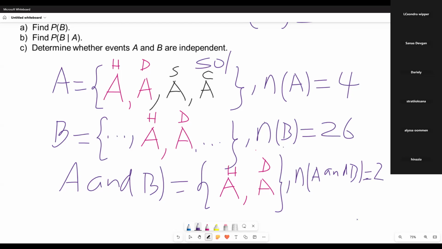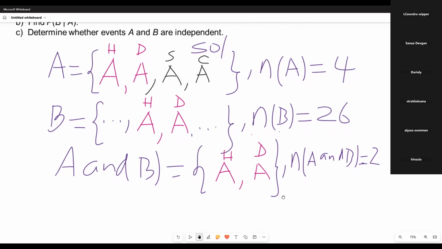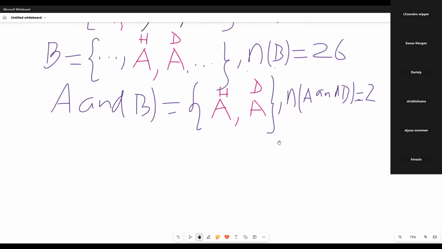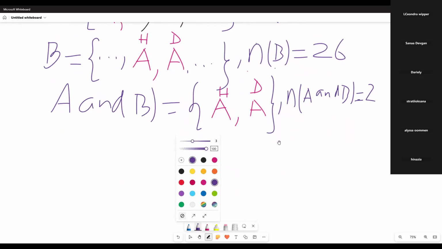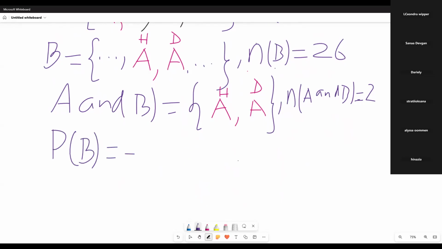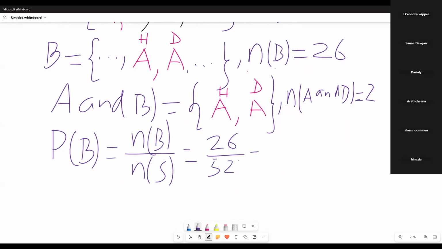Now, what do they ask you to find? Find P of B. So to find P of B, very simple here. P of B will be N of B over N of S. What is N of B? 26. N of S, you get 52. So simplifying here, P of B is 1 over 2.